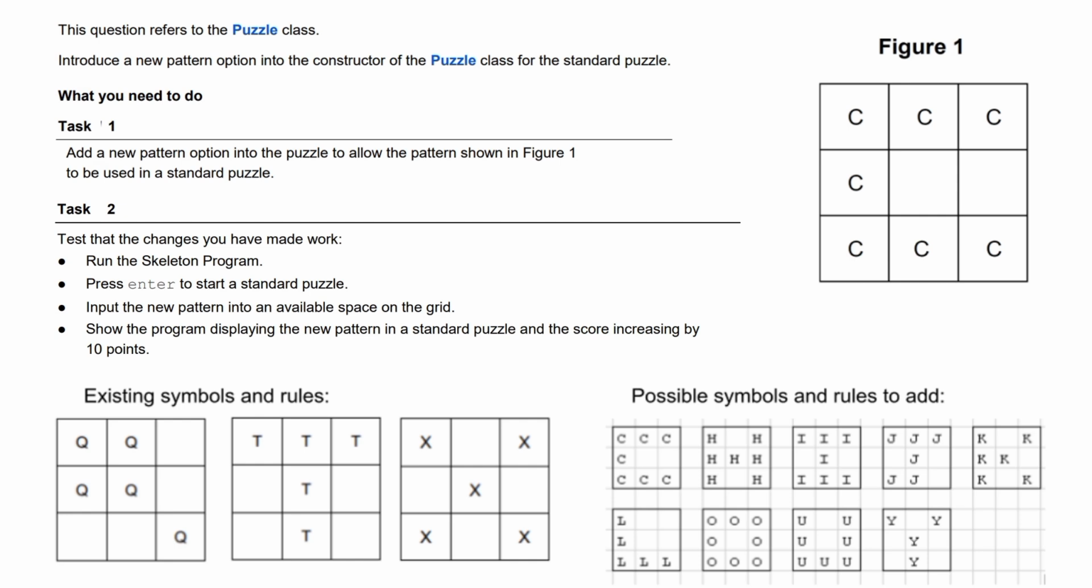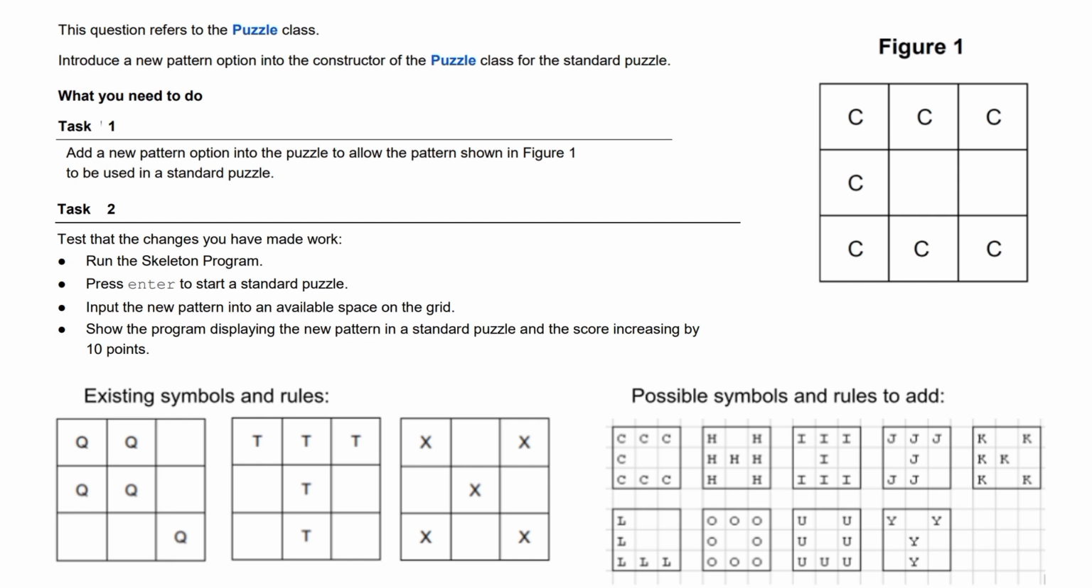Task 1 is to add a new pattern option into the puzzle to allow the pattern shown in figure 1 to be used in the standard puzzle. Task 2 says to test that the changes you have made work. So run the skeleton program, press enter to start a standard puzzle, input the new pattern into an available space on the grid, show that the program displaying the new pattern in the standard puzzle increases the score by 10.